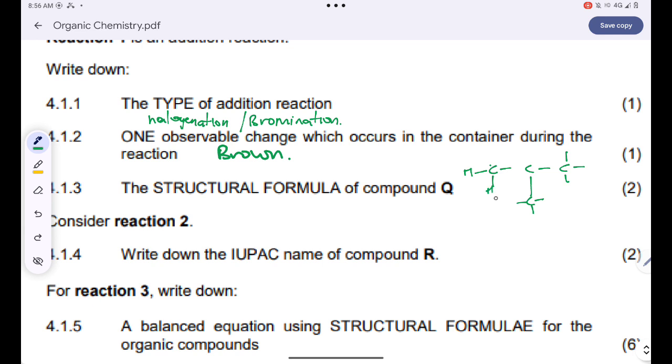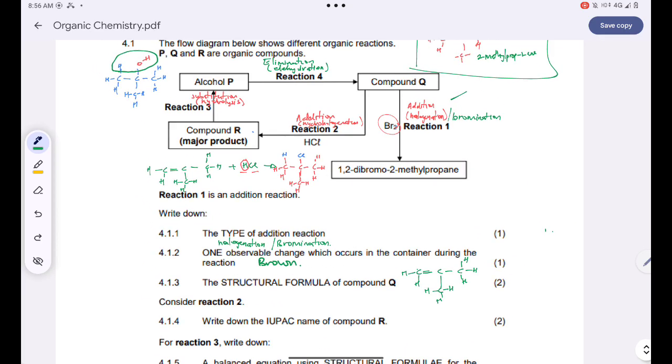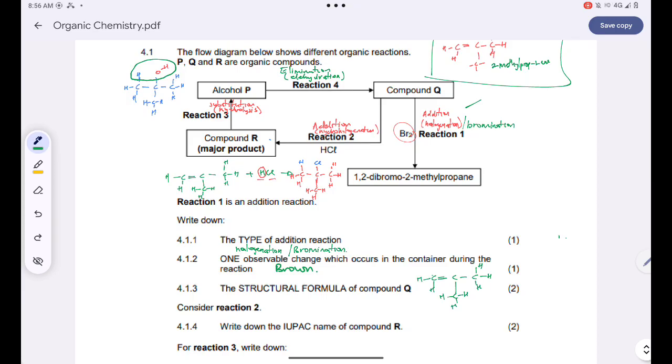And my hydrogens over there. Do not forget the double bond there. Okay, and then now let's go to reaction 2. Reaction 2, they just want us to write the IUPAC name of compound R. This is our compound R, right?